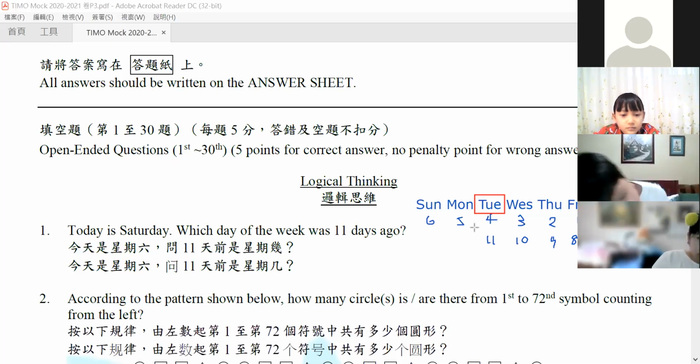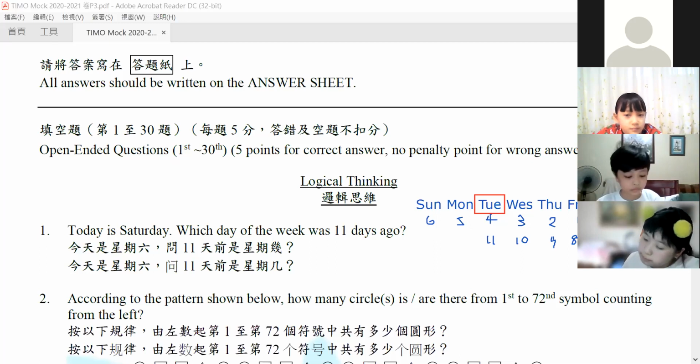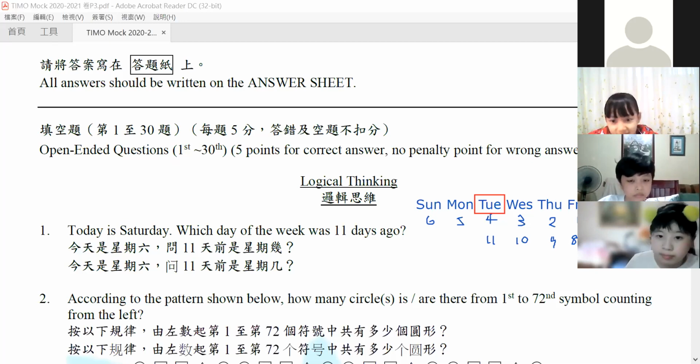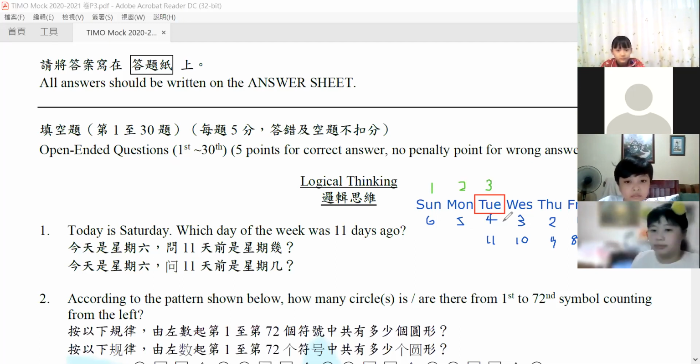Now, somebody may ask whether there is a better method to do this. Every 14 days is 2 weeks, so 14 days before is also Saturday. So then we just need to count 3 more days: 1, 2, and 3. Then we will get our result. It's also Tuesday, right?